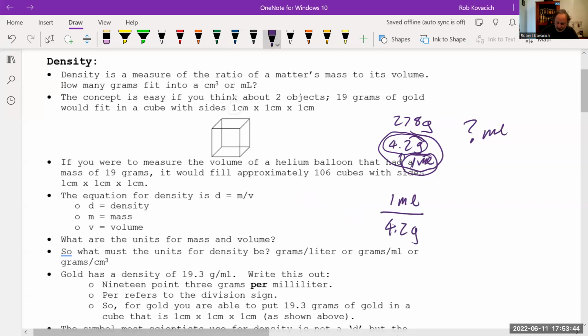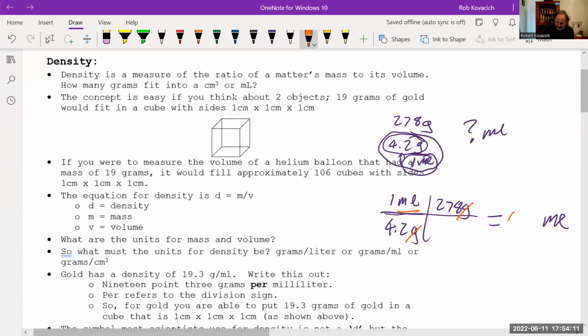I wrote it like this so that when I'm finished, I'm going to get a milliliter unit. Now I'm going to take the other number that I've got, which is 278 grams, because I can cancel grams out with grams. The only unit that hasn't been canceled is milliliters. Let me grab my calculator. This is just going to be 278 divided by 4.2.